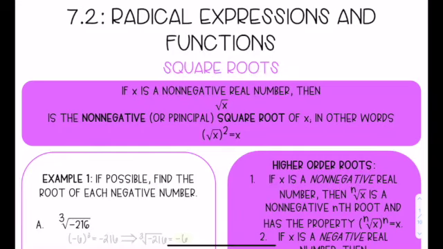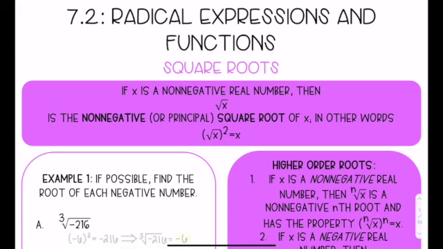In section 7.2, we're looking at radical expressions and functions. First thing we want to talk about is square roots. If x is a non-negative real number, then the square root of x is the non-negative or principal square root of x. In other words, the square of a square root just gives me x. So the square and square root essentially cancel.